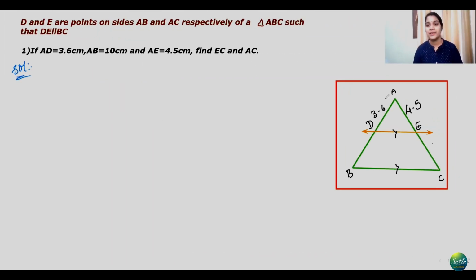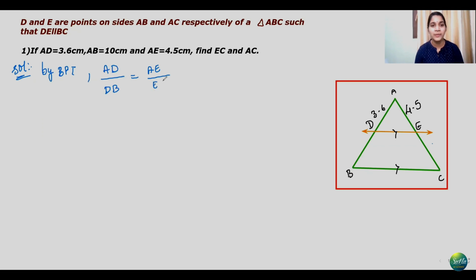Now we see another triangle ABC. DE is parallel to BC here. AD measures 3.6, AE measures 4.5, and we have to find AC and EC. For the given measurement, AB is equal to 10 centimeters. We use the basic proportionality theorem, and we have the ratios AD by DB is equal to AE by EC.